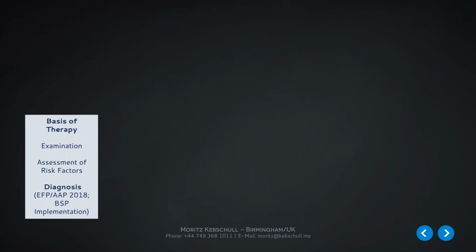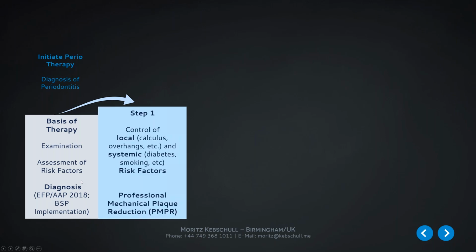It is a stepwise model that is proposed in the EFP guideline and its UK implementation. It starts with the first step, which is the basis of therapy, which is your everyday examination, assessment of risk factors, and a diagnosis. The EFP guideline calls for the use of the new diagnostic scheme that was introduced by the EFP and AAP in June of 2018. When you practice in Britain, you would typically use the BSP implementation that is considered to be more suitable for your local situation. And only after having fully climbed, as if you were climbing the stairs to get to your bedroom after this very interesting webinar, you need to fully climb the first step before you can climb the next one. So the next one would be that if you have diagnosed periodontitis using the EFP-AAP classification, you would initiate periodontal therapy and you would start step 1.